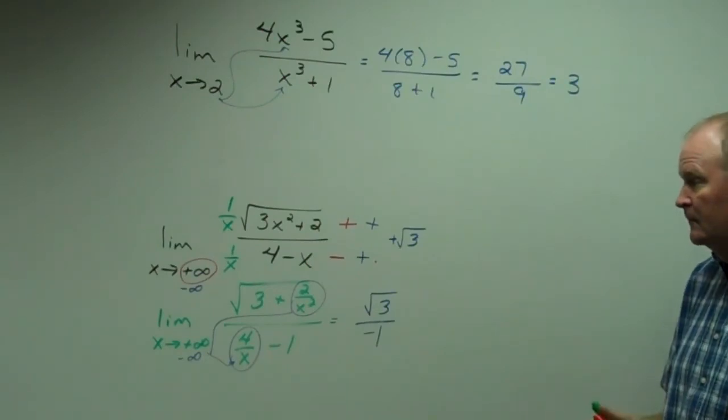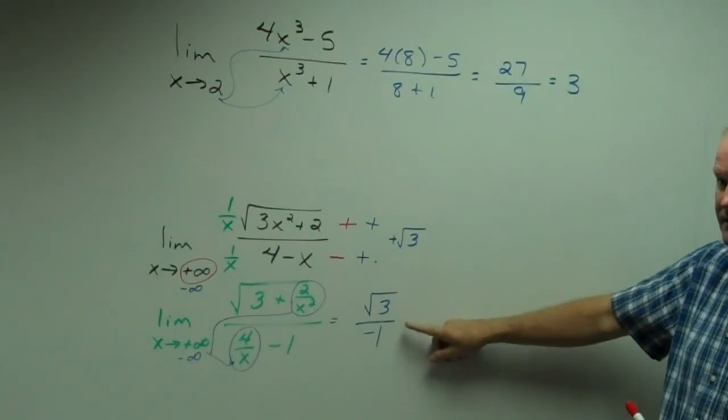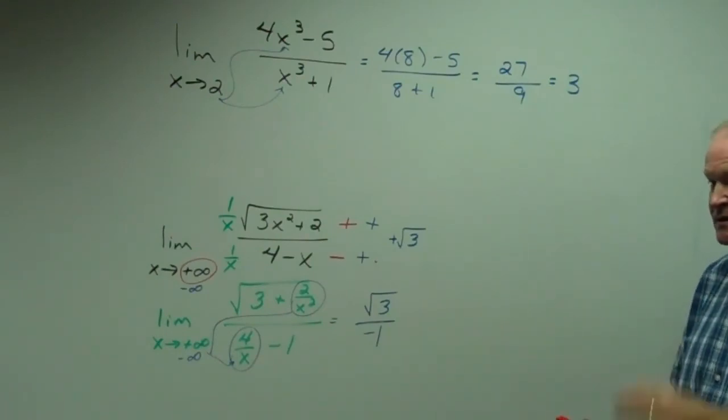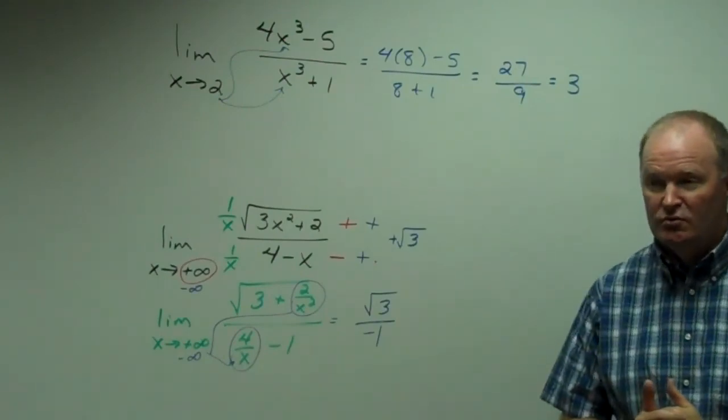So your answer is going to be either a positive one of these or a negative one of these. Okay. The limits as they go to infinity usually are not, it does not exist. Usually, not always.